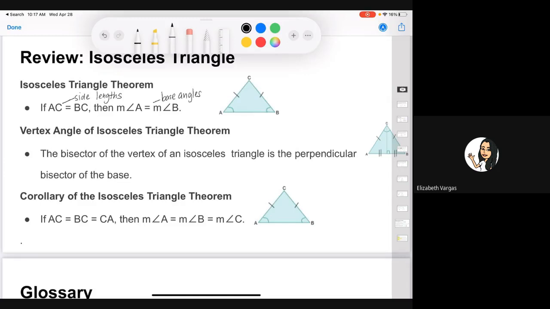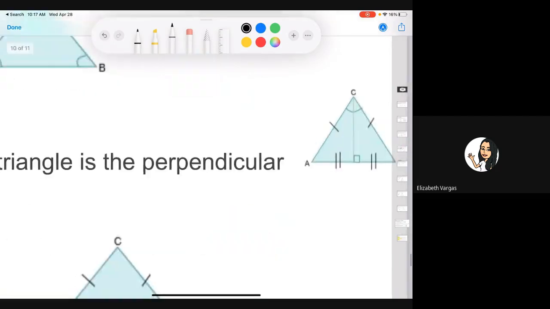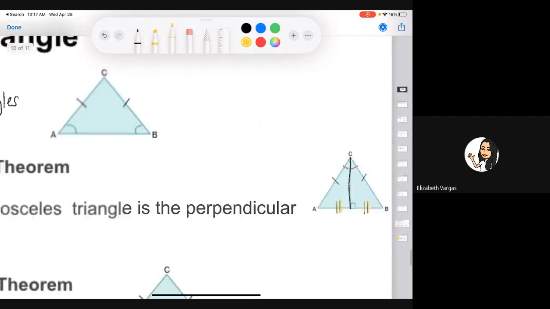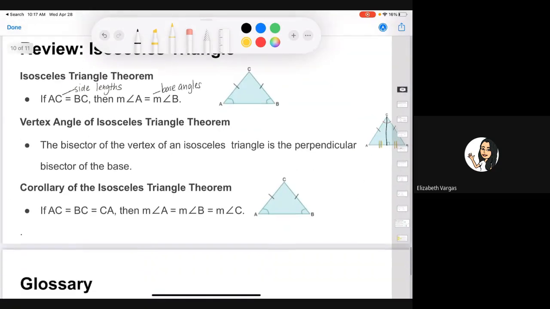The vertex angle of an isosceles triangle theorem tells me the bisector of the vertex of an isosceles triangle is perpendicular to the base. So basically, if I have an isosceles triangle and I have a vertex, that bisector is not only going to cut my vertex angle into two congruent halves, but it's also going to create two congruent side lengths on either side of that vertex. Okay. Next one, corollary of an isosceles triangle theorem. This one says, if all my sides are equal, they're equilateral, then all my angles are going to be equal. They are equiangular.